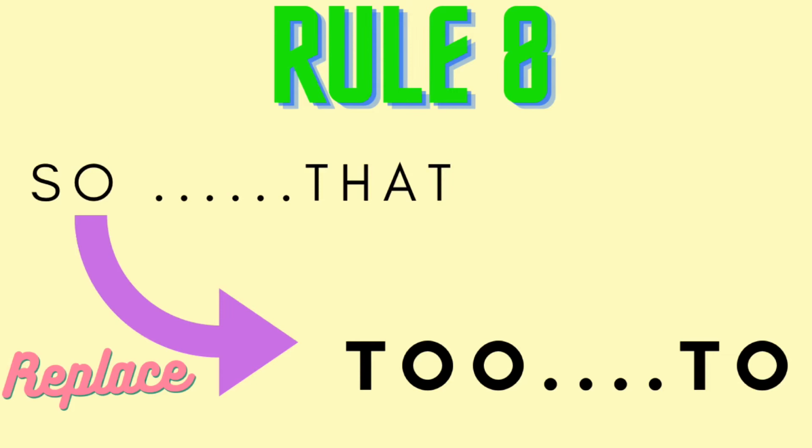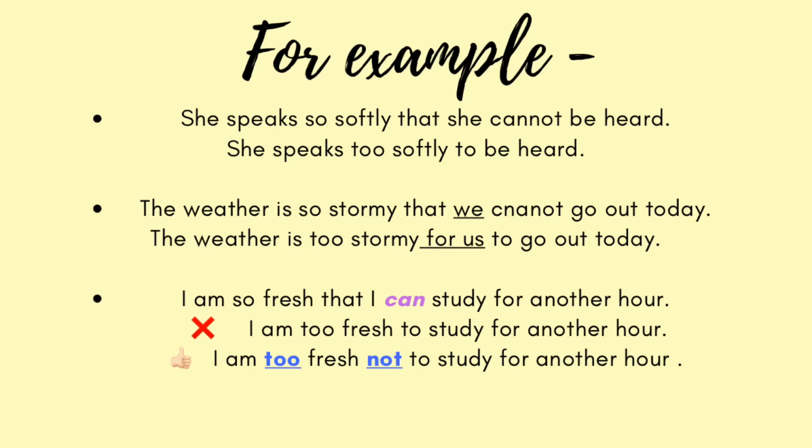Our rule 8 is to replace so that sentence into to sentence. Whenever you replace so that sentence into to sentence, we remove the negative. Let's see the example. She speaks so softly that she cannot be heard. She speaks too softly to be heard. The cannot is a negative. It is removed in to sentence.